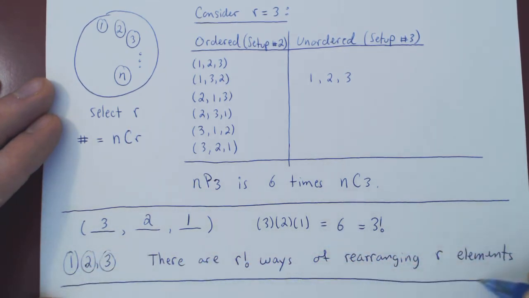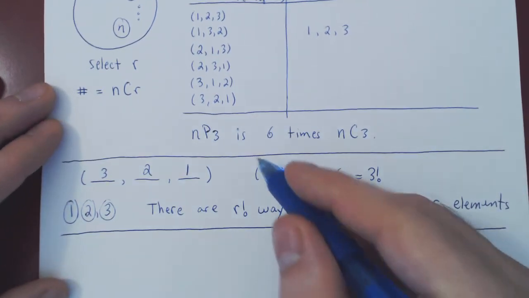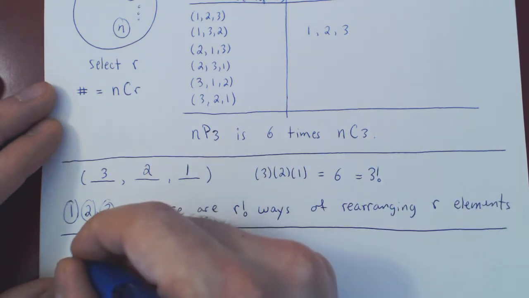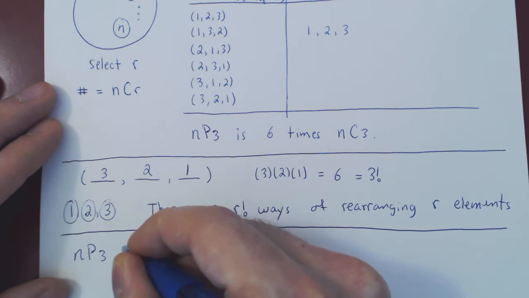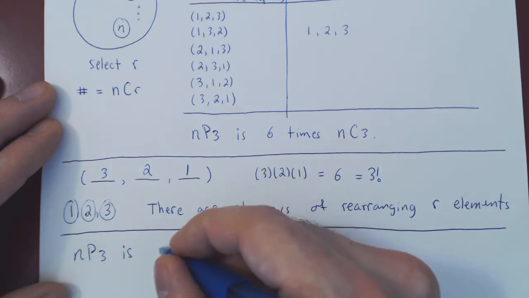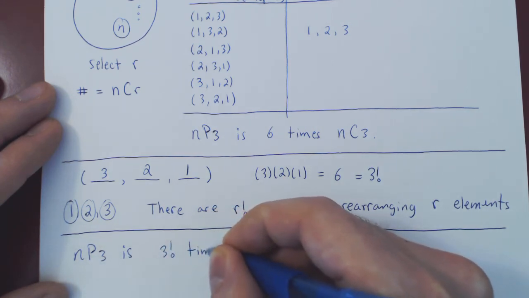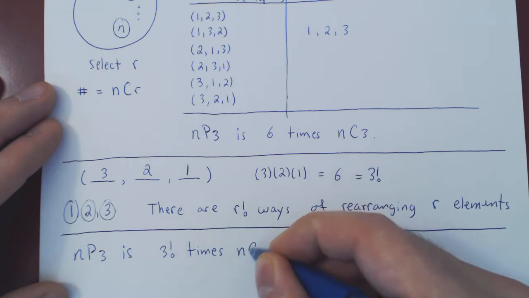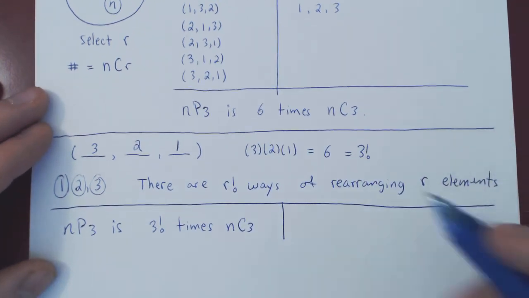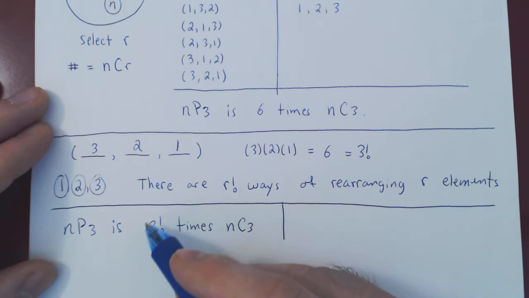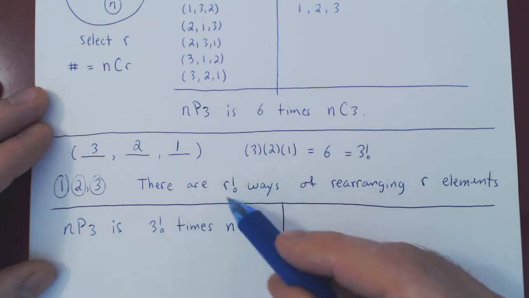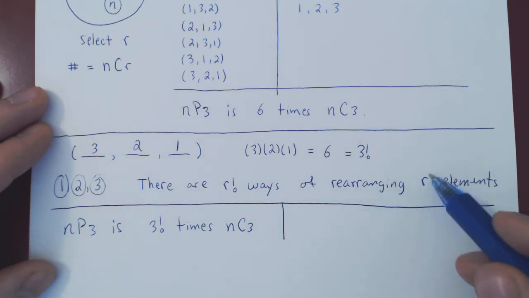And with this now we're good to go, right? So we can now replace the 6 by the 3 factorial, and so what this will become is NP3 is, and now we don't view 6 as 6 but as 3 factorial, so NP3 is 3 factorial times NC3. And as we've said, this is a special case, but it's always true. You can replace 3 by any number and the argument is the same because there are always r factorial ways of rearranging r elements.